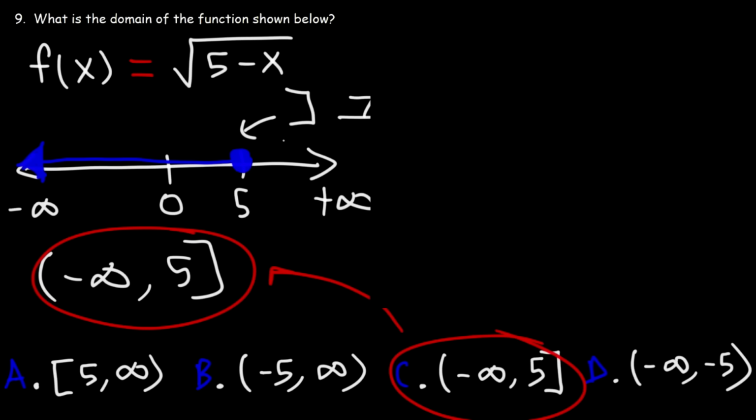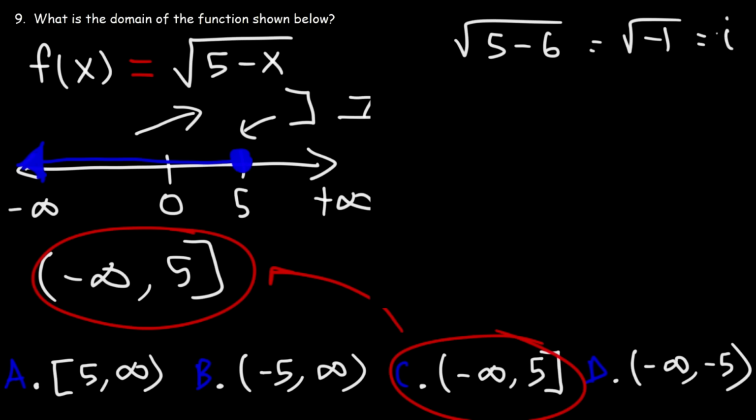So looking at our solution, x cannot be greater than 5. So what's going to happen if we plug in 6 into this expression? This would be the square root of 5 minus 6, and 5 minus 6 is negative 1. So this will give us an imaginary number, not a real number. So that's why x equals 6 is not in the domain.